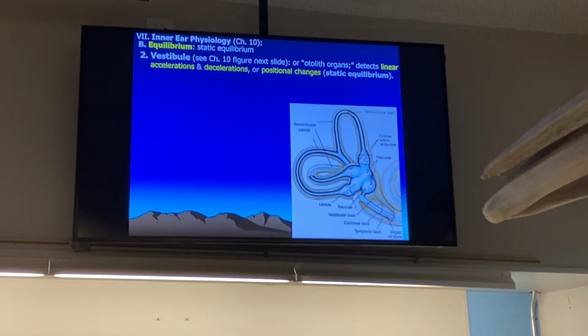All right, let's now go to the vestibule first. This is referred to as static equilibrium. These terms are oversimplified misnomers. Don't worry about it. The reason why we call this static equilibrium is because you can alter the action potential firing rate by just altering your body position.